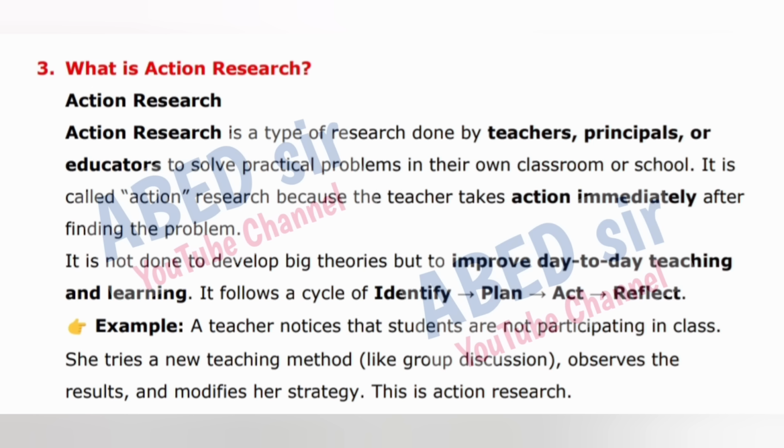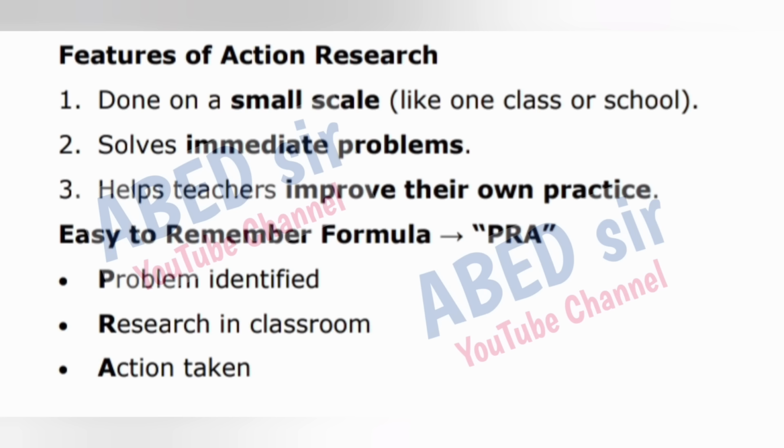It follows a cycle of identify, plan, act, reflect. Example: a teacher notices that students are not participating in class. She tries a new teaching method, like group discussion, observes the results, and modifies her strategy. This is action research. Features of action research: 1. Done on a small scale, like one class or school. 2. Solves immediate problems. 3. Helps teachers improve their own practice.